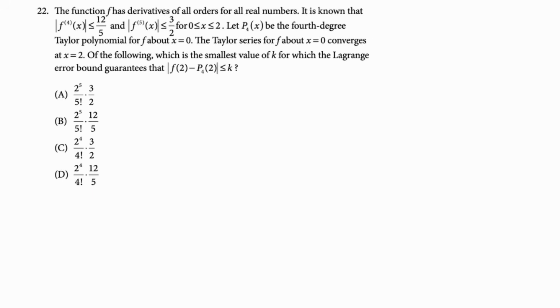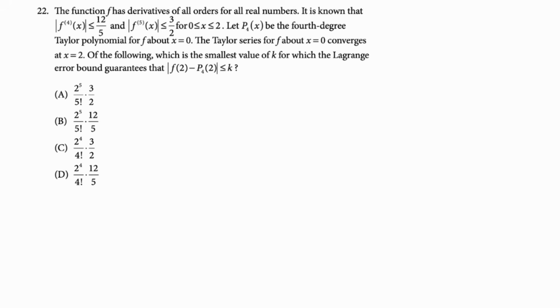Number 22. The function f has derivatives of all orders for all real numbers. It's known that the absolute value of the fourth derivative is less than or equal to 12/5. The absolute value of the fifth derivative is less than or equal to 3/2 between 0 and 2. P4 of x is the fourth degree Taylor polynomial for f about 0, which is the center. The Taylor series for f about x equals 0 converges at x equals 2. Of the following, which is the smallest value of k for which the Lagrange error bound guarantees that the absolute value of f of 2 minus P4 of 2 is less than or equal to k?